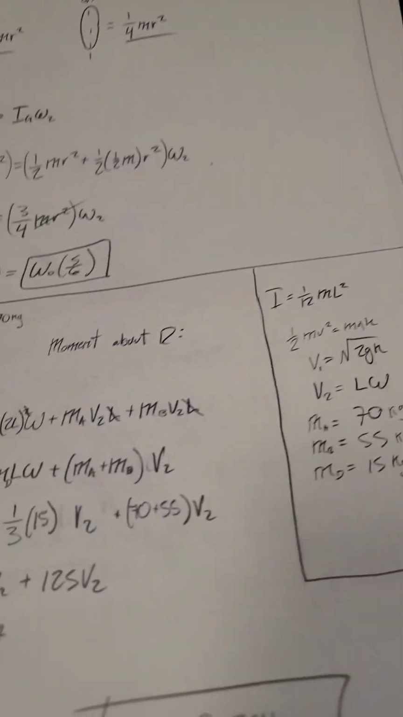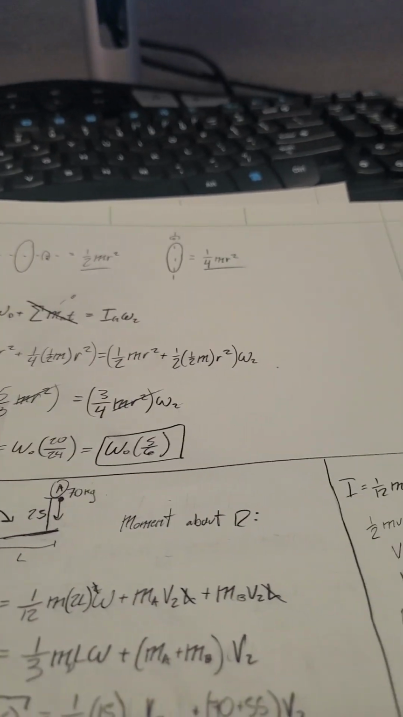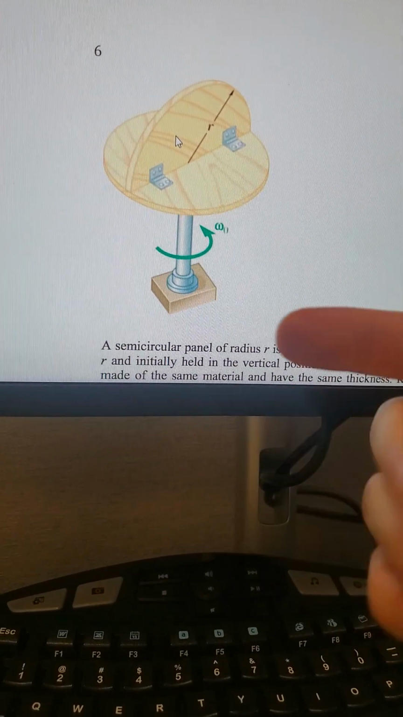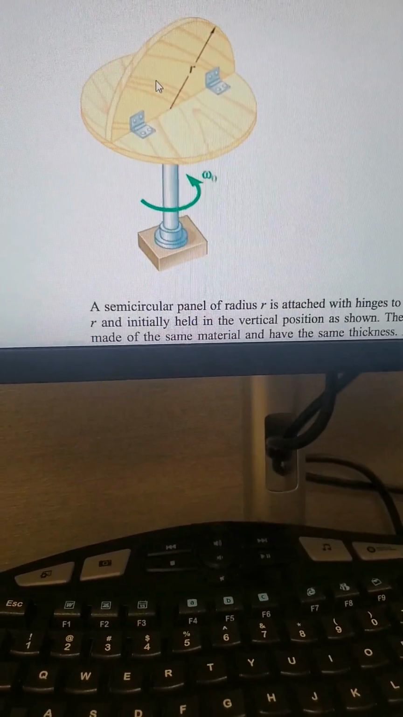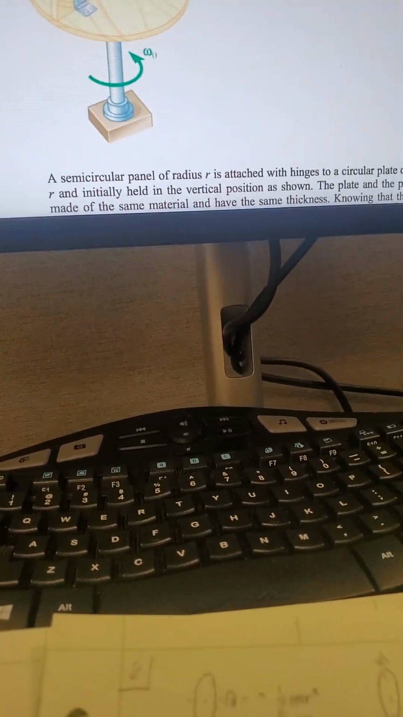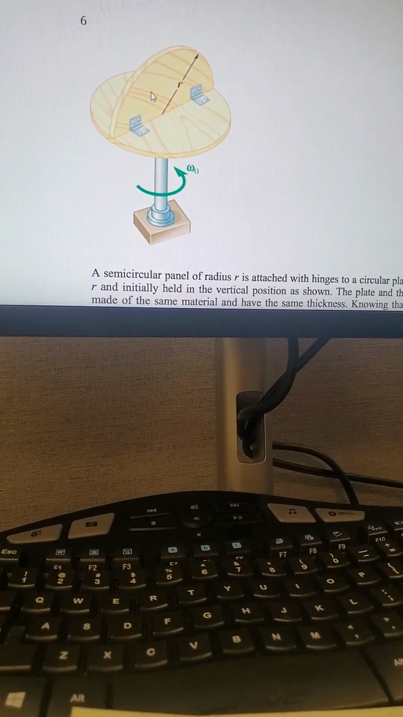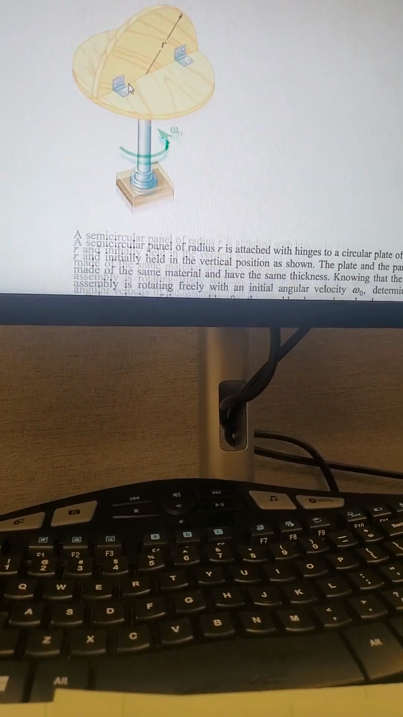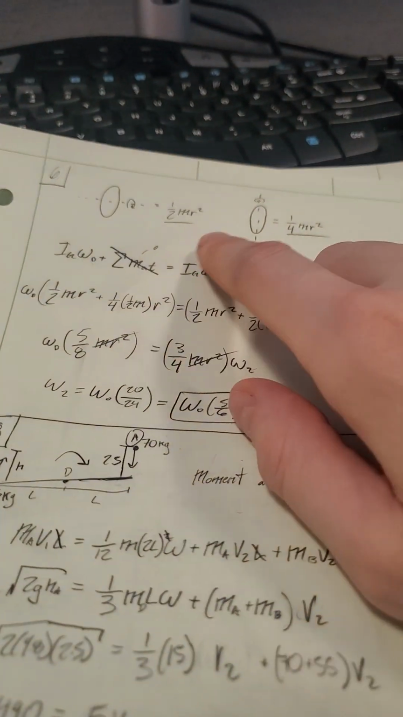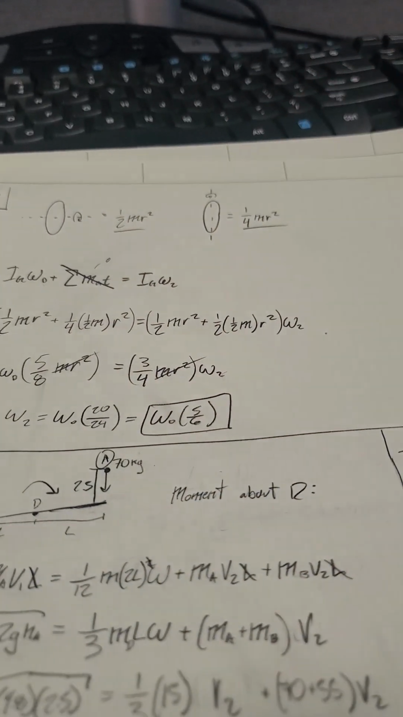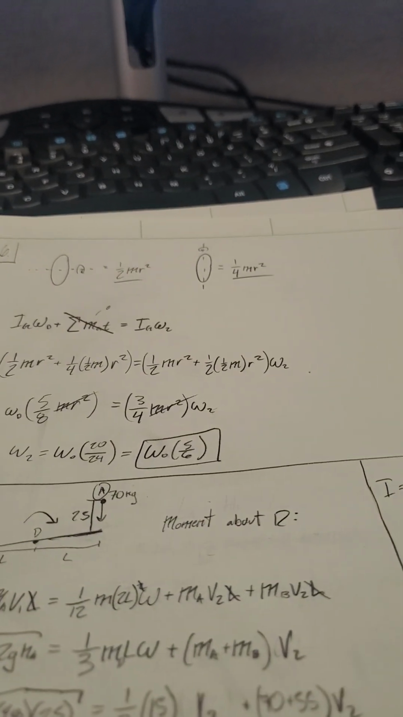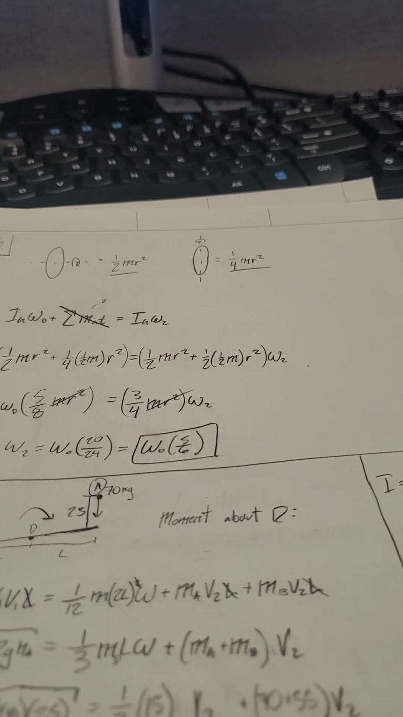All right. And for 6, this one was the one where it's rotating, and you're supposed to find the change in angular velocity, essentially. It doesn't give us any measurements or anything, so we know that it's going to be symbolic. The key here is that the mass moment of inertia is different depending on the orientation of the sphere relative to the axis of rotation.